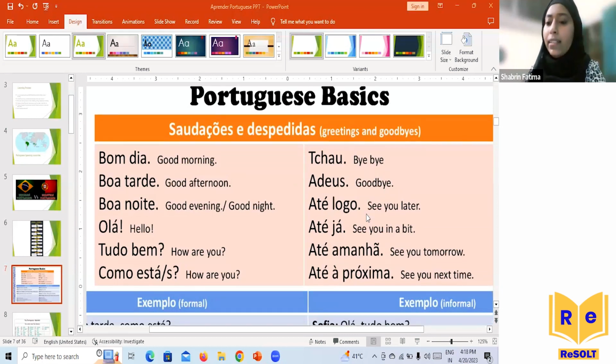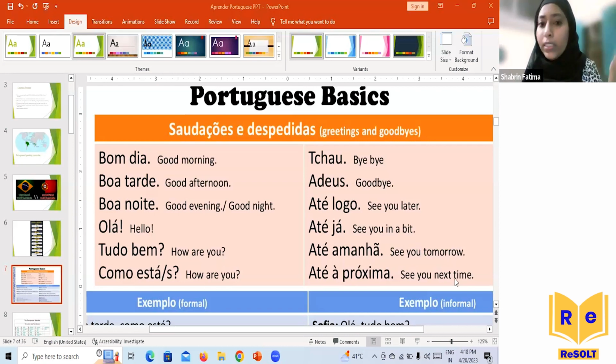If you want to say see you later, it is até logo. Até logo means see you later. Or if you want to say see you in a bit, or see you in a while, it is até já. Até já.